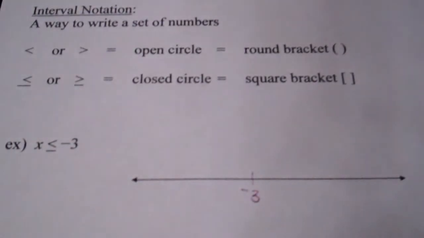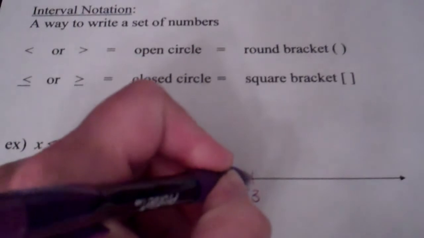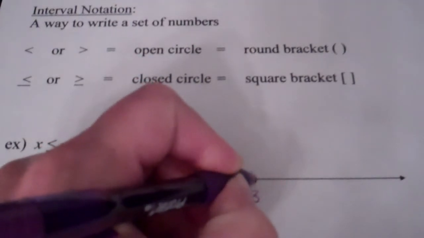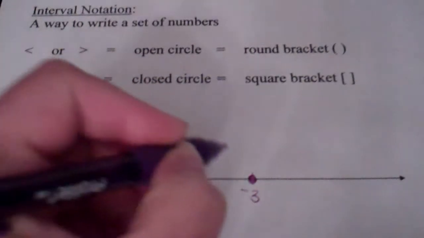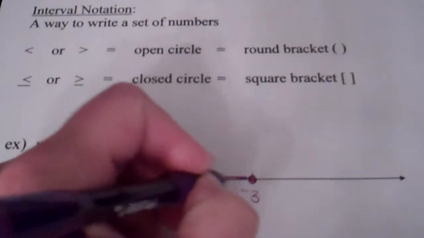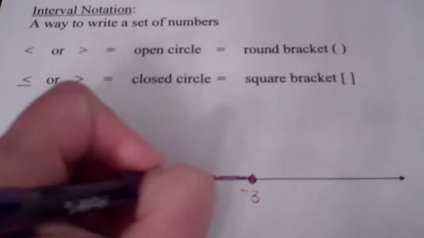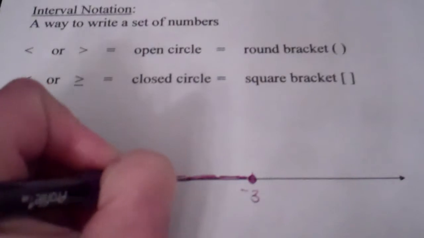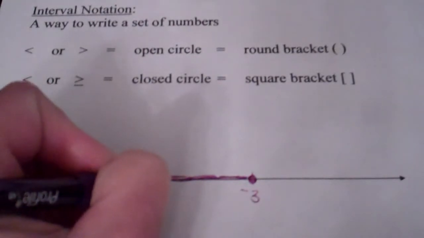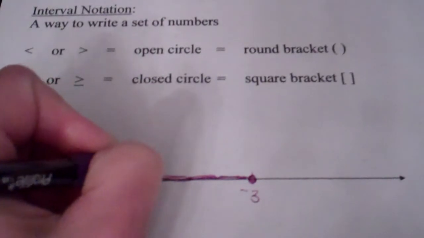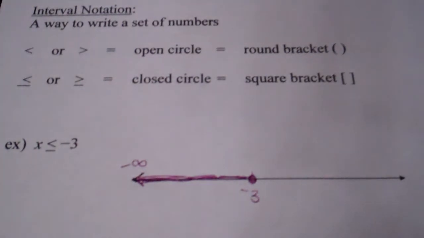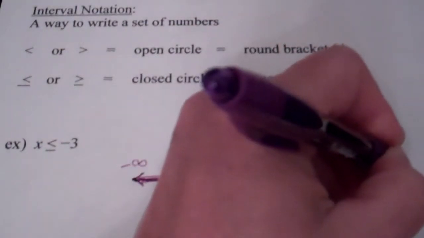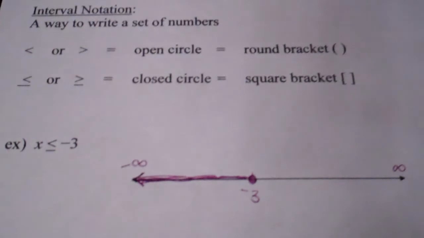So here's our number line. I'm going to put -3 on it. If I want to write the set of numbers that are less than or equal to -3, I want to include the -3 because I have the equals bar, and everything smaller than -3, all the way down to the arrow. The arrows here represent the infinities. So the left side would be negative infinity, the right side would be positive infinity.